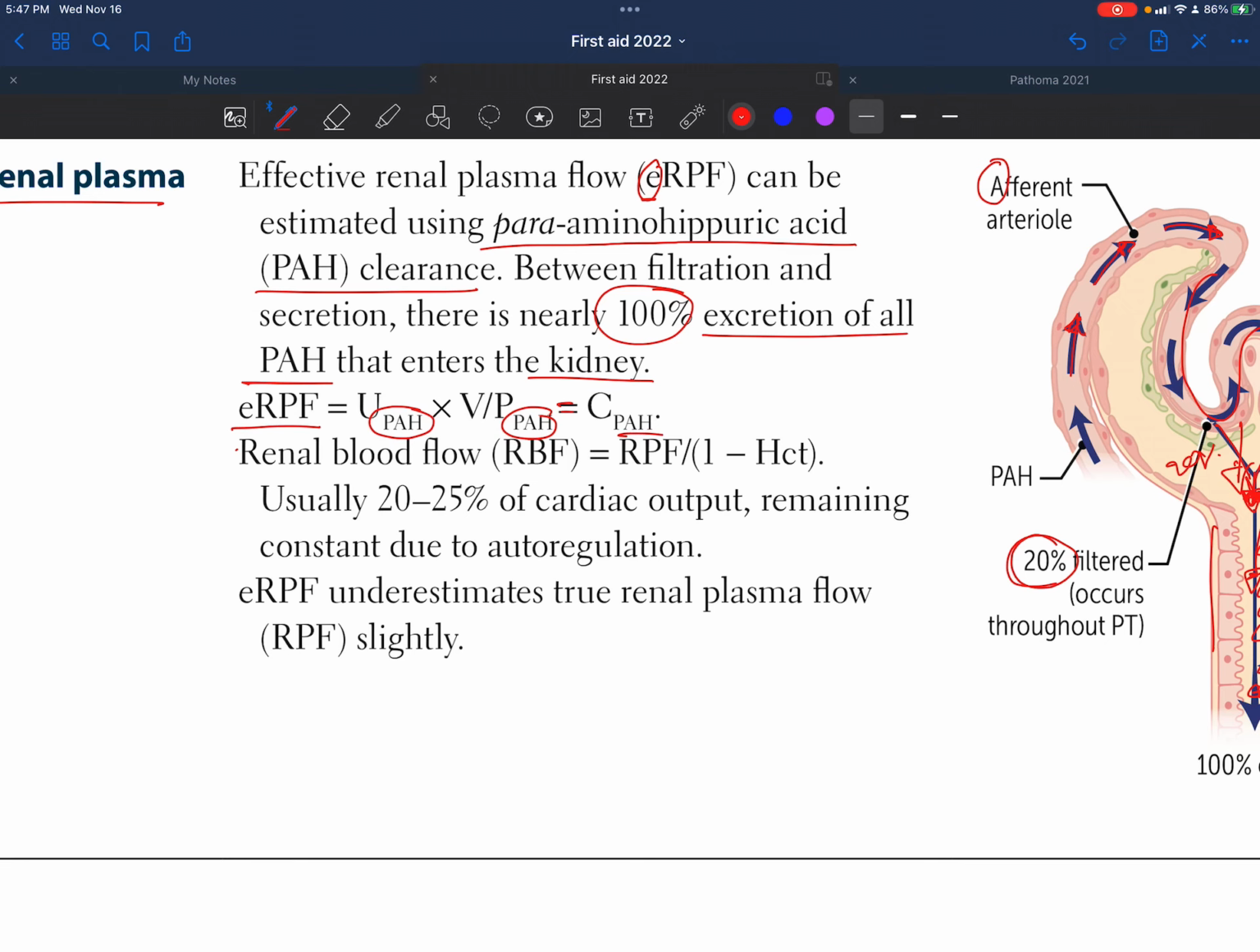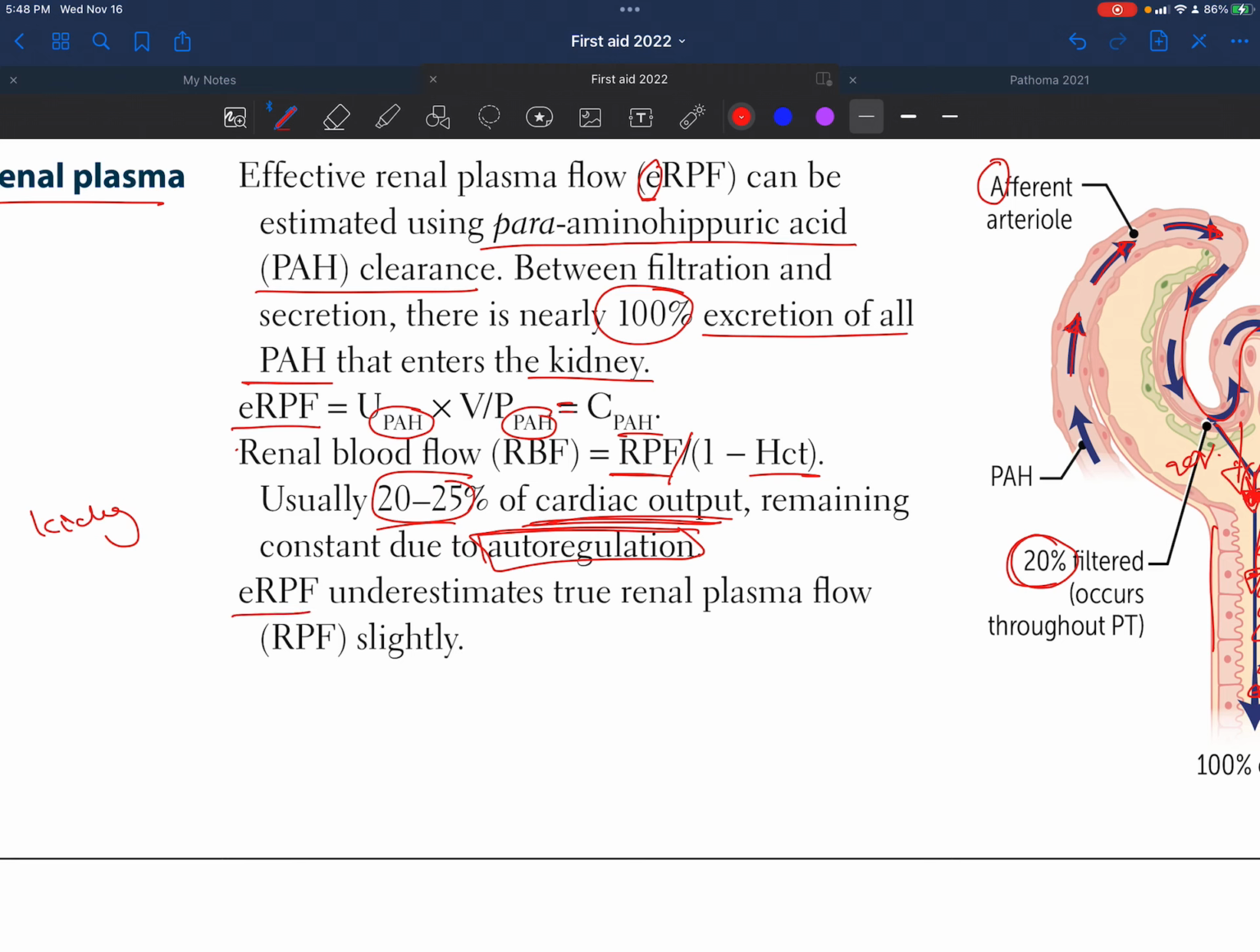Another equation for that is the renal plasma flow divided by 1 minus hematocrit. A fact to know is that usually the kidneys get 20 to 25% of the cardiac output, of the whole cardiac output. That is due to their autoregulation, because they autoregulate the amount of blood that they need to go into the kidneys.